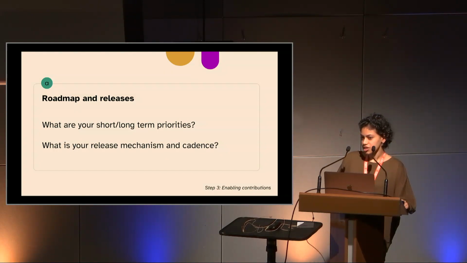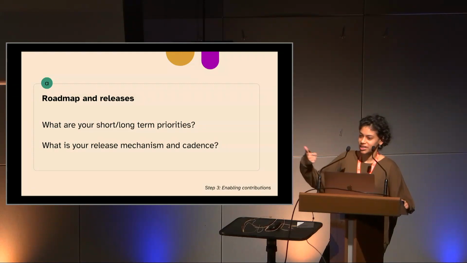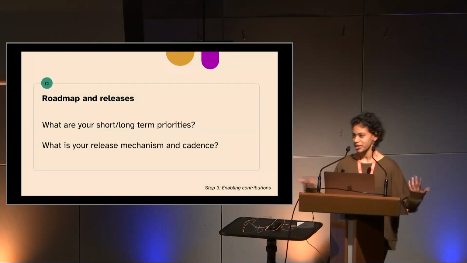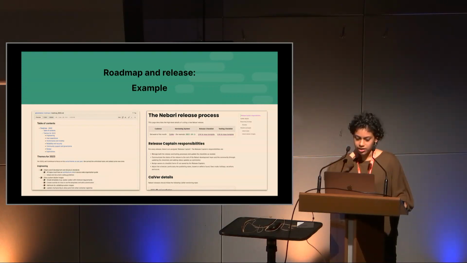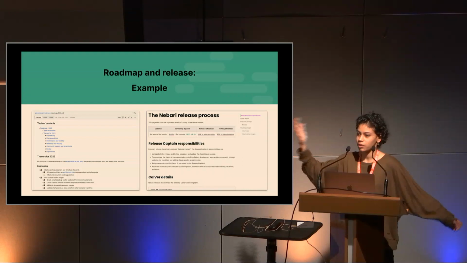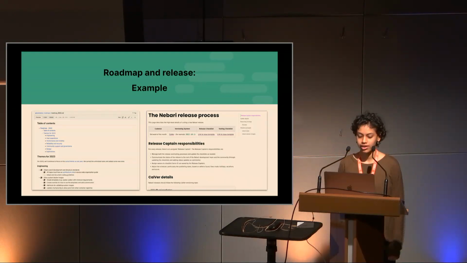Folks' bandwidth usually changes after this transition, so you want to make sure your new release mechanism abides by those new bandwidths that folks have. These are just a couple of examples from Nebari. We have a very clear, explicit roadmap with themes, not just for engineering, but also design and community support. So folks can come in and see what we're working on and help out where they can.